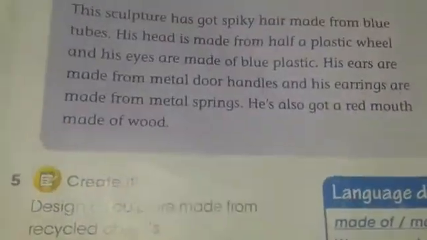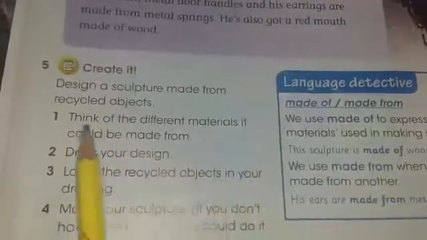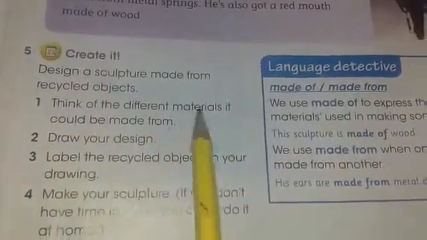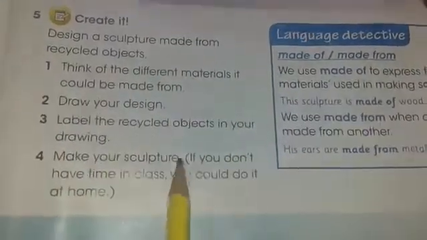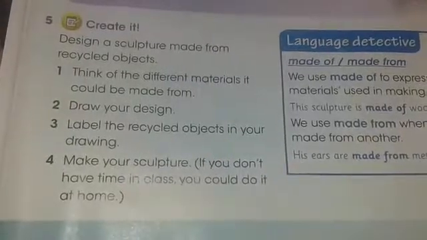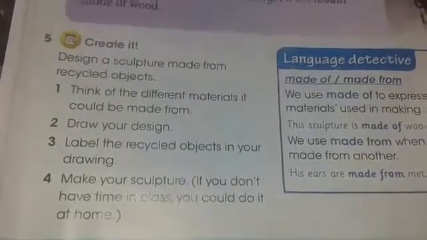Now you create your own sculpture and send me. Design a sculpture made from recycled objects. Think of the different materials it could be made from. Draw your design. Label the recycled objects in your drawing. Make your sculpture. If you don't have time in class, you could do it at home. So I'm giving you this as homework.